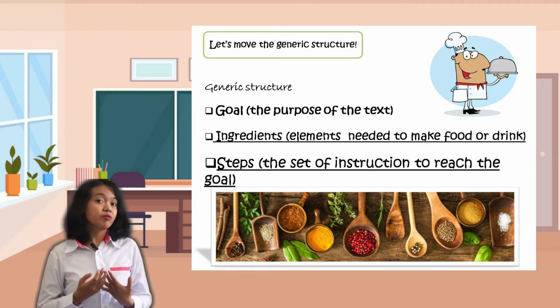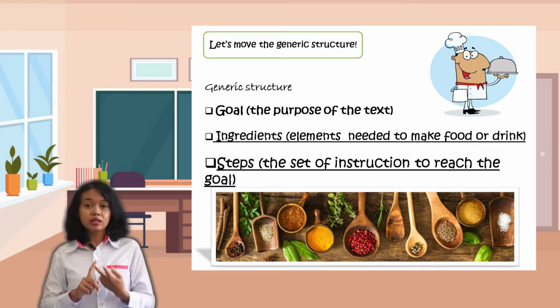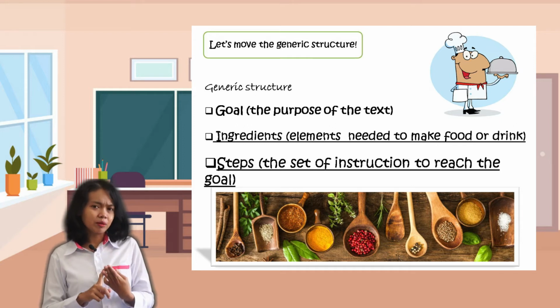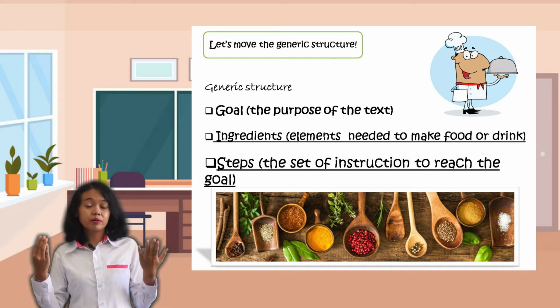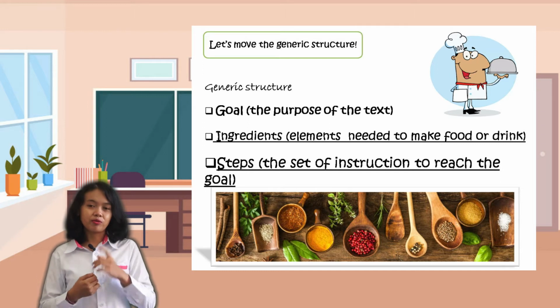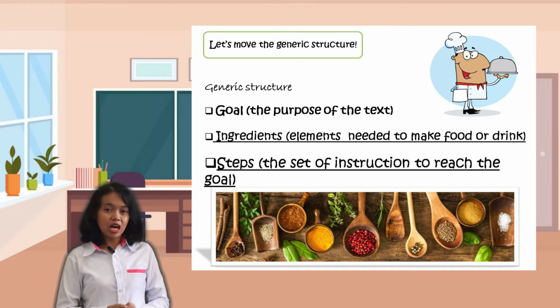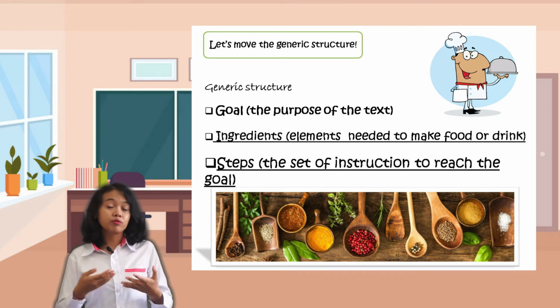Okay, very good. A recipe consists of three parts. You are right, the first one is the goal, the second one is the ingredients, and the last one is the steps. What is the goal? Okay, the goal is the purpose of the text. You are right. We can find the goal in the title of the text. What about the ingredients? Anyone? That's great. The ingredients are elements that we need to make or cook the food or the drink.